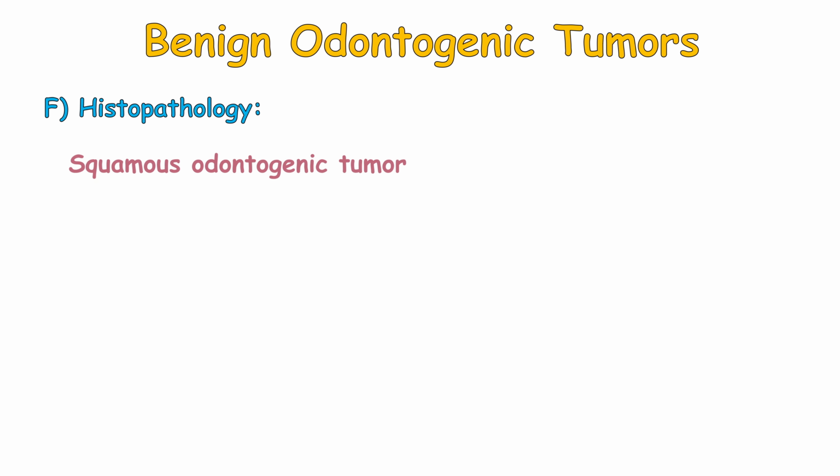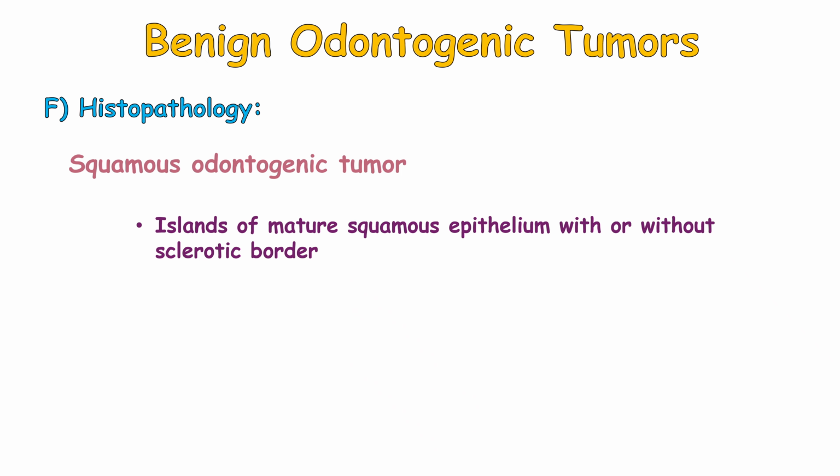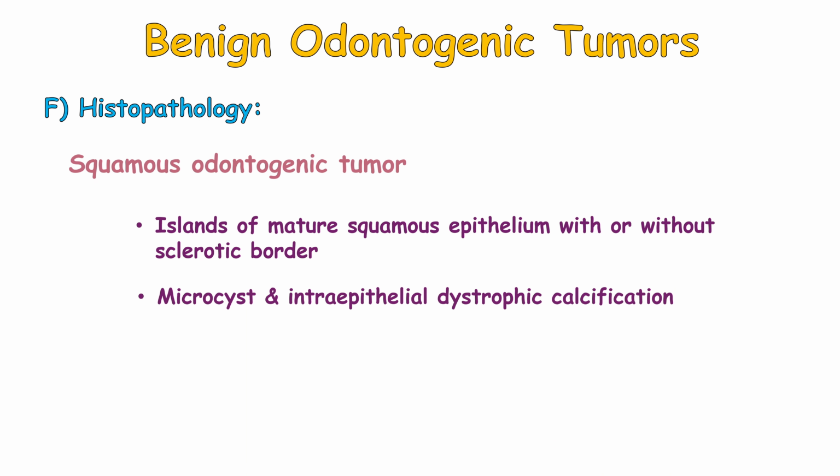Here I have given some unique histopathological features to identify the tumors. Squamous odontogenic tumor. The name itself indicates that it has squamous epithelium. Yes, it has islands of mature squamous epithelium with or without sclerotic border. Microcysts and also intraepithelial dystrophic calcification are seen.